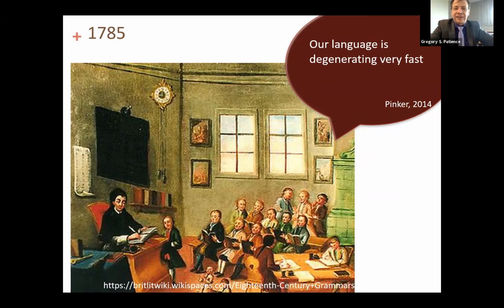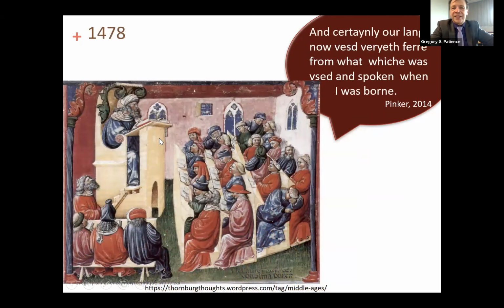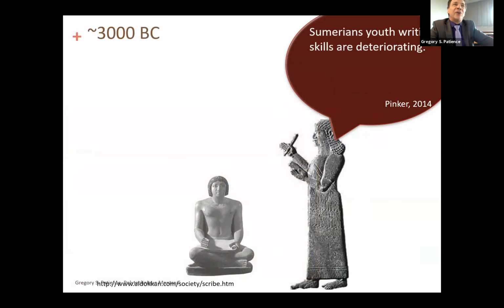Well, in 1478, what was written was, "Our language, and certainly our language now used, varieth from which was used and spoken when I was born." The question is, how far back does this go? It's 3000 BC. Sumerians: youth writing skills are deteriorating. And so what is this? It's that people who write well criticize people who don't write like them.